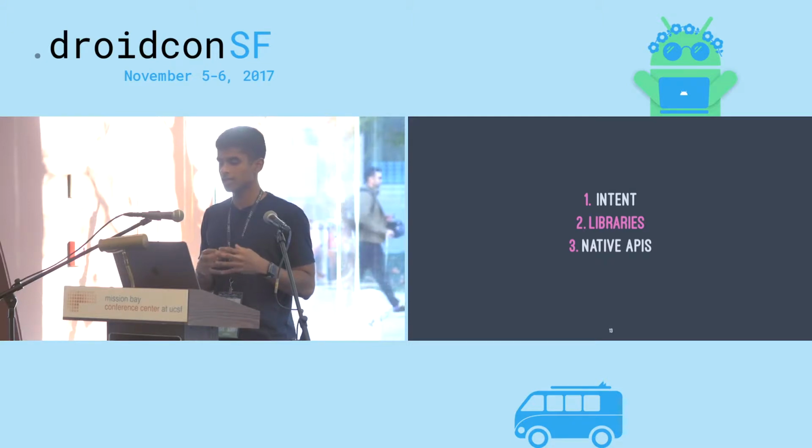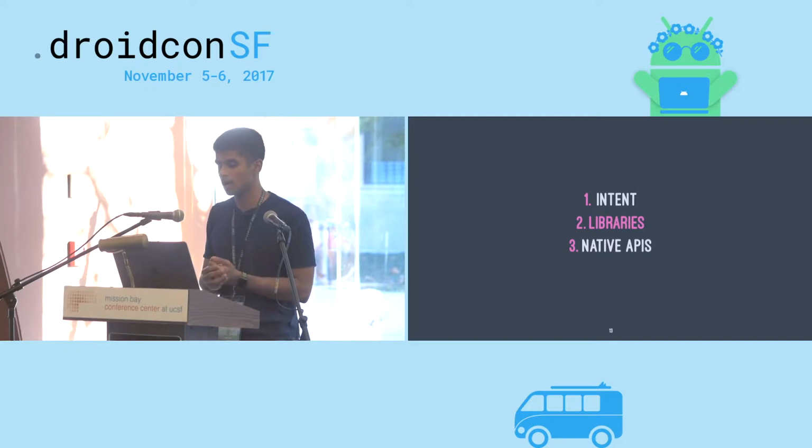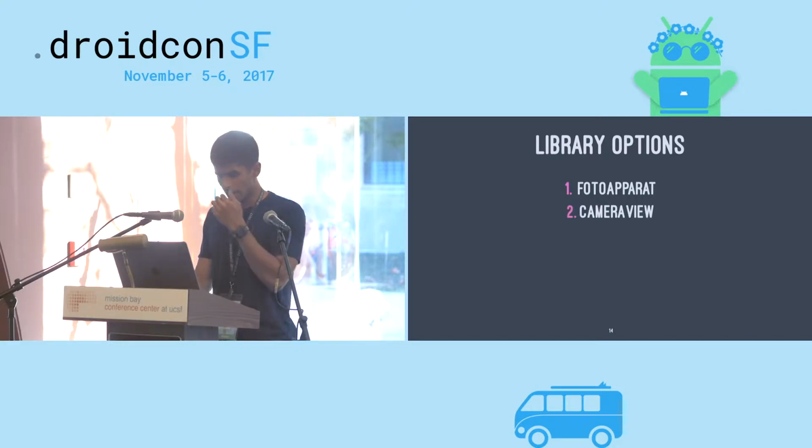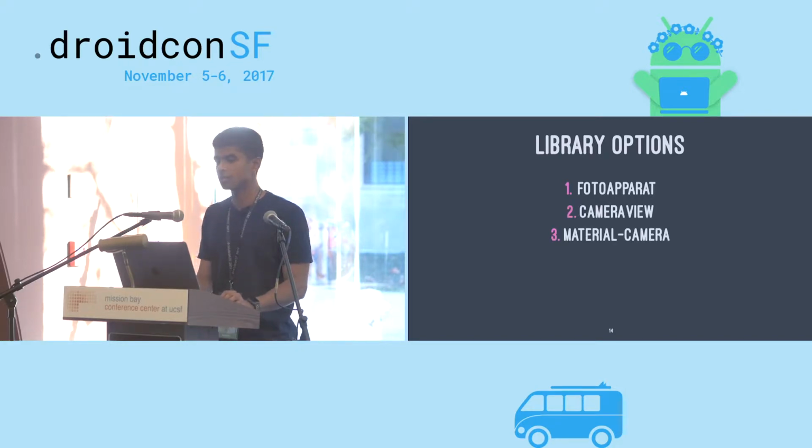So far I've covered intent. Like, it's very easy to implement, and it covers a few of the use cases. Next up is libraries. So primary use cases are for a library, or if you want to build a QR code scanner, or anything for like a basic photo editing app where you want to take a picture and provide the user with a good in-app experience, you would go with the library. And we have a couple of library options. We have Photo Apparat, Camera View, and Material Camera.